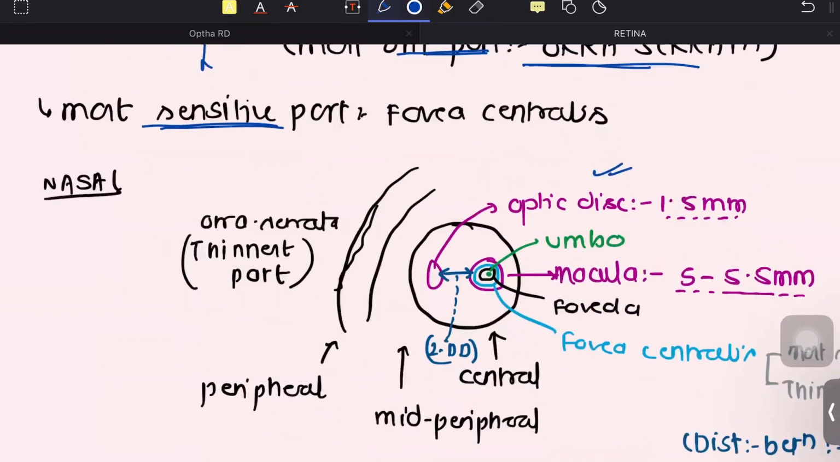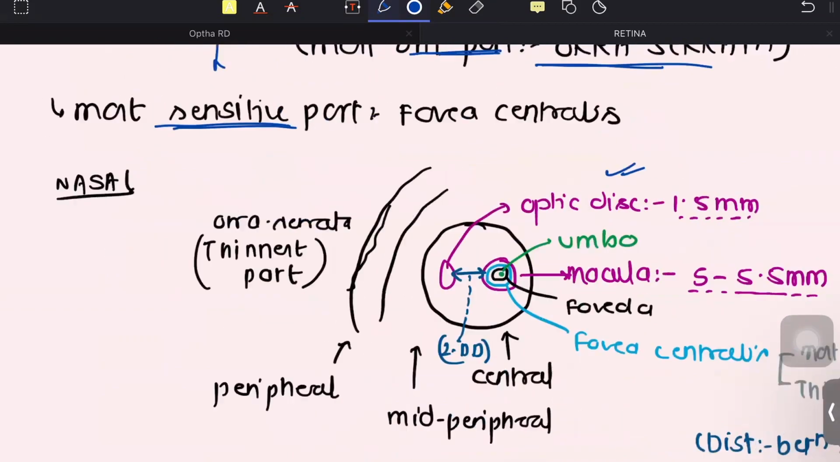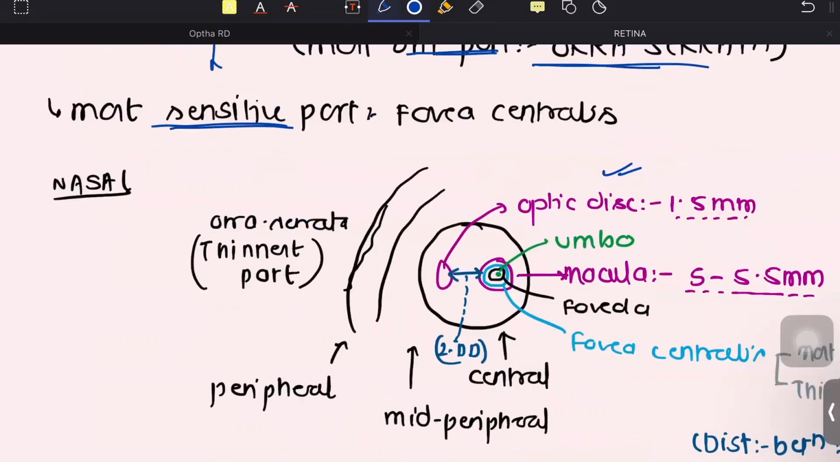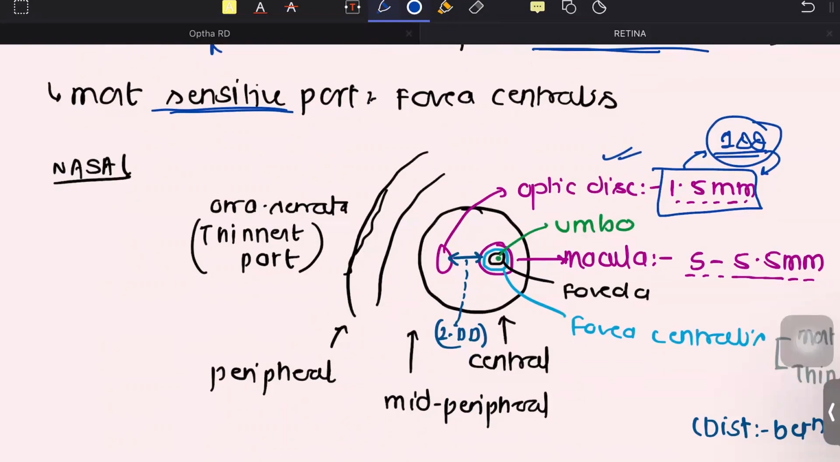The optic disc has a diameter of roughly 1.5 millimeters. To be precise, it is vertically 1.86 millimeters and horizontally roughly 1.77 millimeters. So we can take it as a landmark of roughly 1.5 millimeters. This 1.5 millimeter is the diameter of the optic disc, and we also call this one disc diameter.